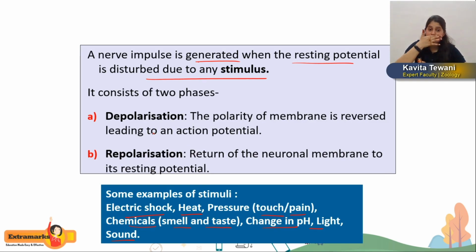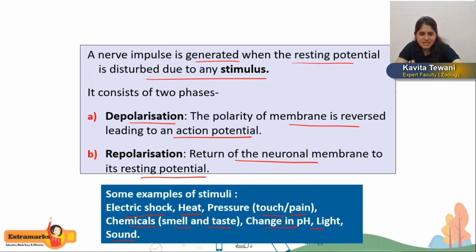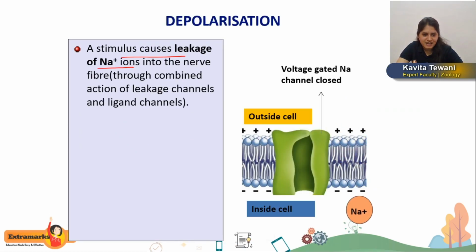Now it consists of two phases: depolarization, in which polarity will be reversed and an action potential or nerve impulse will be generated, and repolarization, the return of the neuronal membrane to its resting potential. Depolarization: the stimulus comes and there is influx of Na+ ions. You can see over here, these are Na+ ions, these are channels, voltage gated channels you can call them. Now these Na+ ions are coming inside. Did you see that? These Na+ ions got inside like this.